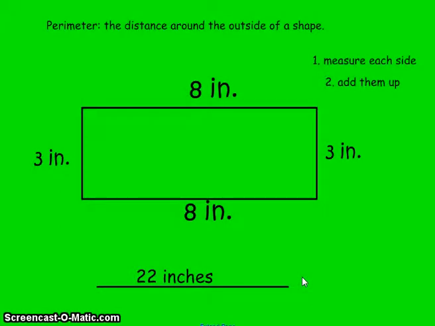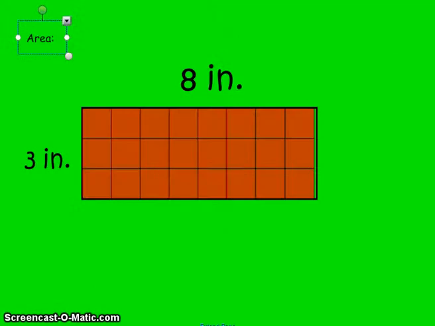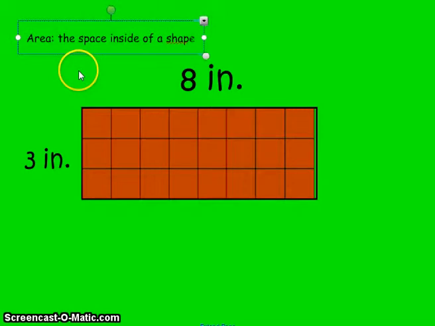Okay, now we're going to flip and we're going to talk a little bit about area. Okay, so now we're going to kind of switch focus on area. First, we need to decide what is area. We know perimeter is the distance around the outside of a shape. Well, area is the space inside of a shape.